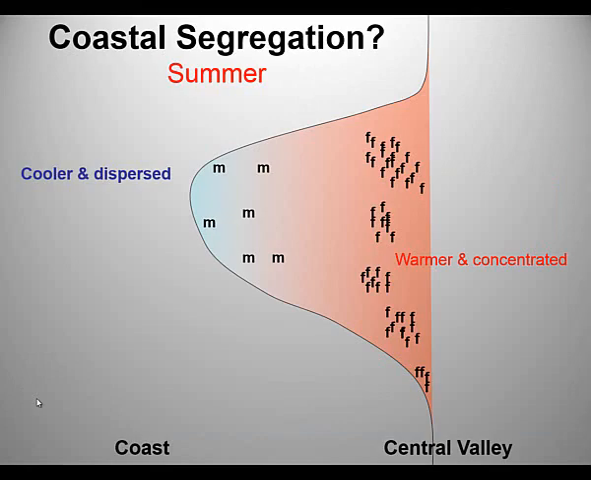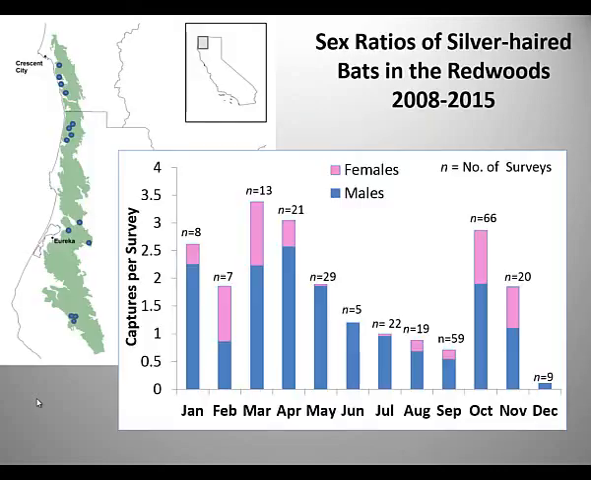So what I'm proposing is that the females are inland in low elevation areas raising their pups, and the males are on the coast taking advantage of these cool temperatures to save energy throughout the summer. If we look at our results from throughout the whole year, it turns out that in our area we can actually catch more silver-haired bats during the winter months than during the summer months. And not only that, the sex ratios are much closer to even, so equal numbers of males and females in these areas.